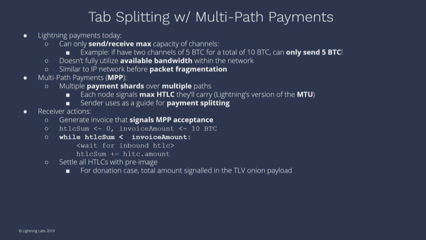And then on the receiver side, the other thing is that we have something called a donation invoice in Lightning itself, which basically allows you to make an invoice that doesn't specify the value ahead of time. So instead, in order to signal the total amount of payment to the receiver, the sender is going to put that total amount in the TLV onion payload itself, too, right?